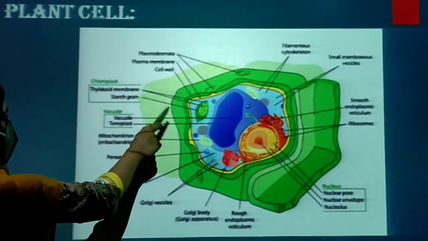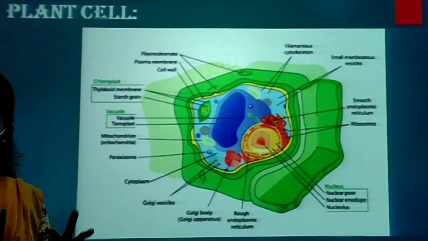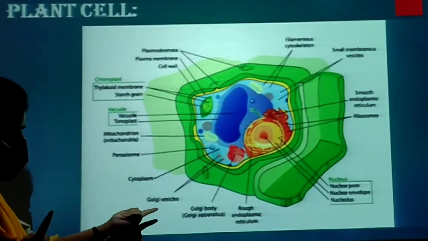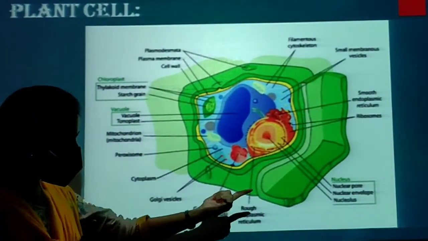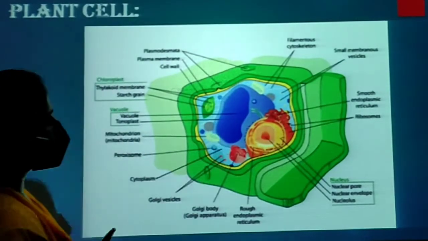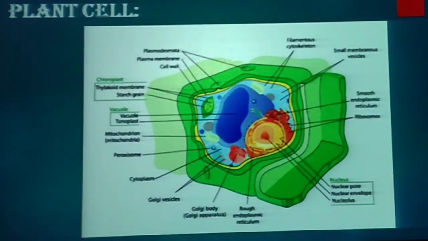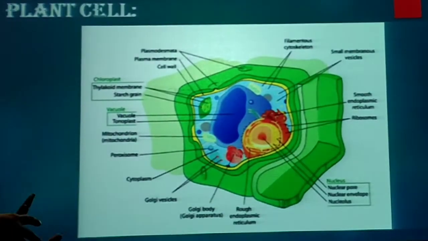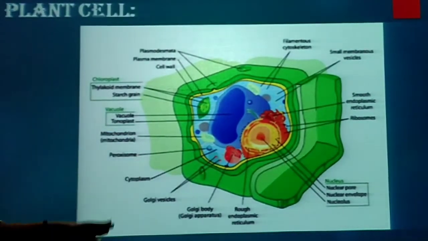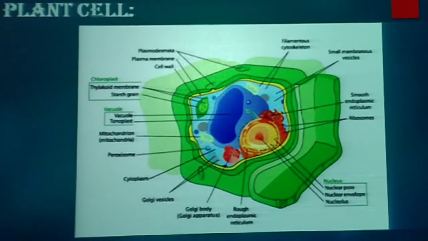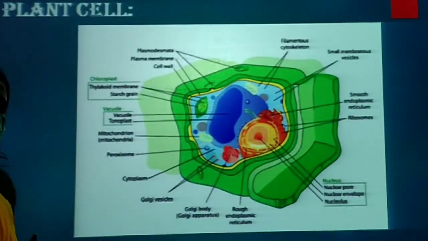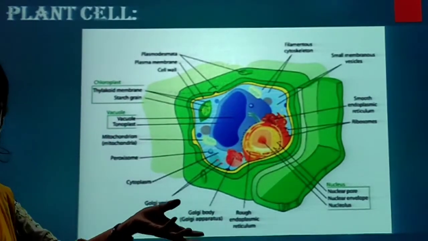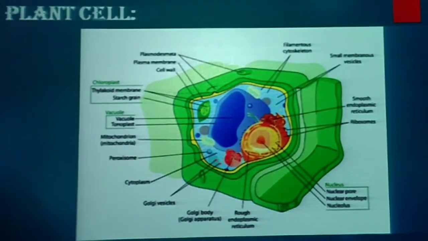Next to it, the other cell organelles like mitochondria, cytoplasm, Golgi body, nucleus, smooth endoplasmic reticulum, and other cellular organelles we have already learned in the animal cell also have the same functioning over here: protein synthesis, enzyme synthesis and secretion, hormone secretion. All of them have similar functions. Also, the nucleus has the same function as that of the animal cell's nucleus.